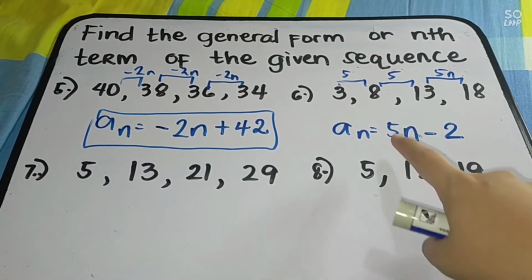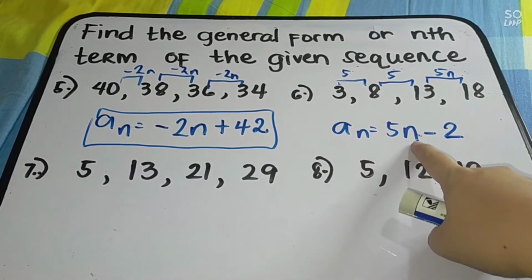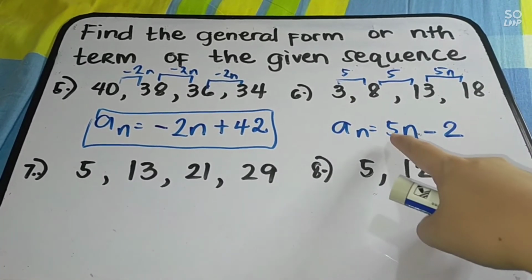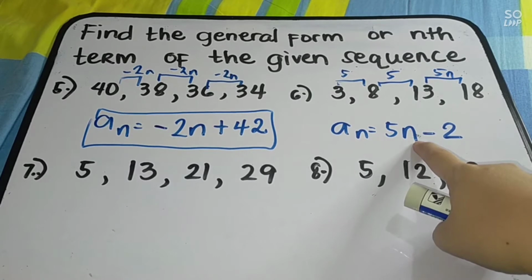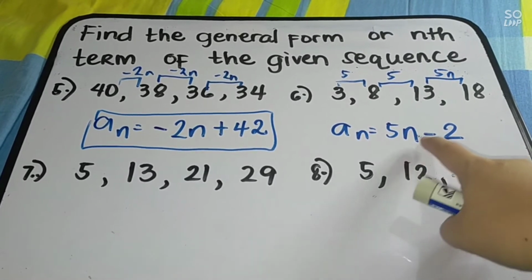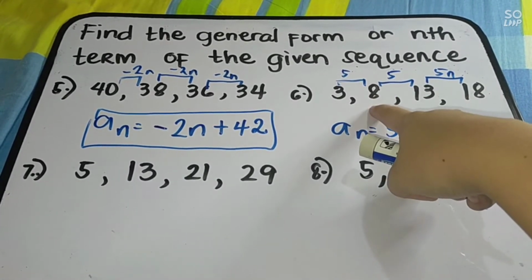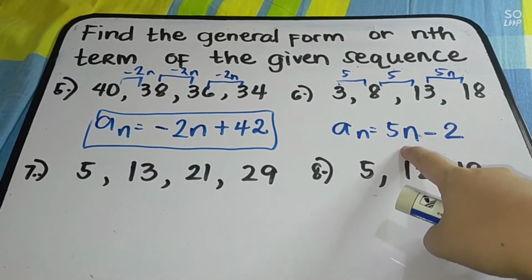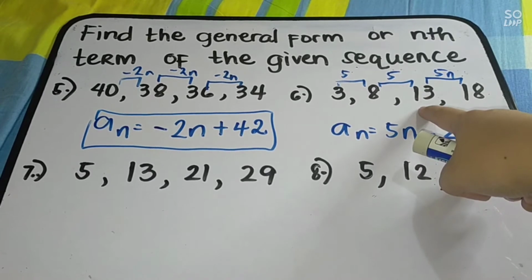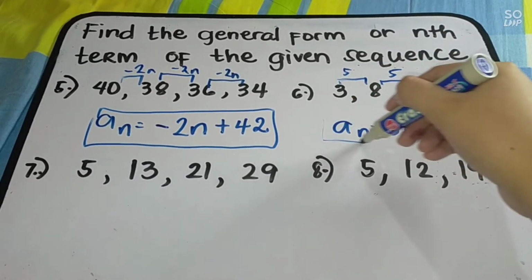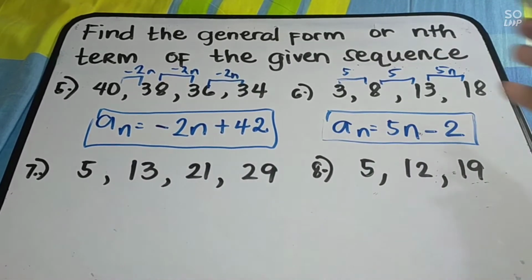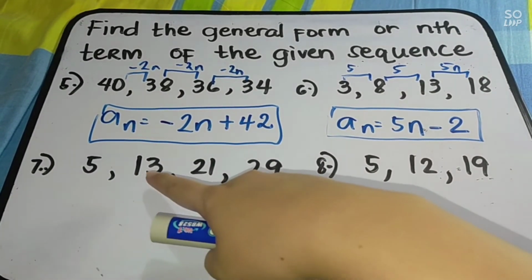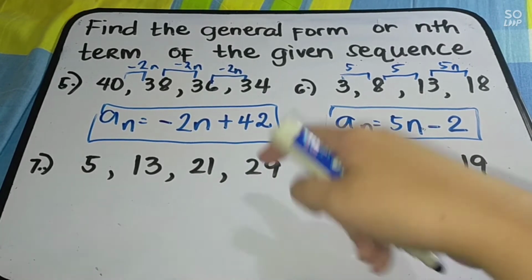Let us check. 5 for the first term. 5 times 1, it becomes 5. 5 minus 2, the answer is 3. Check. Next, 5 times 2. So, for the second term, we have 10. 10 minus 2, we have 8. Correct. Next, 5 times 3. For the third term, we have 15. 15 minus 2, we have 13. Correct. So, therefore, our general term or the end term is correct. Is it clear? Next tayo, we have 5, 13, 21, and 29.